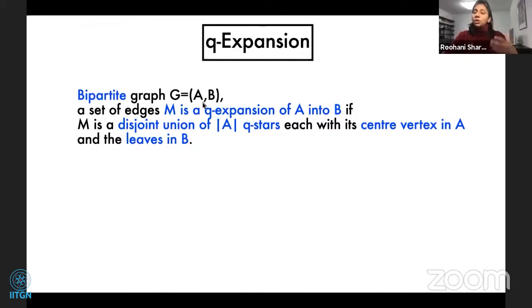to form a Q expansion of A into B if M is actually a disjoint union of A many Q stars. So a Q star is a graph with one vertex called the center and Q leaves. So if M is a disjoint union of Q stars and there are A many Q stars, each has its center in A and the leaves of it lie in B. So here is a picture.